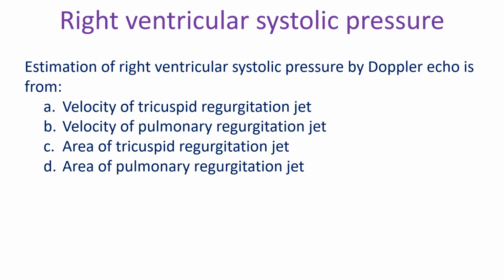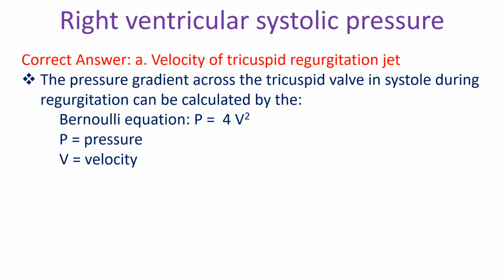Estimation of right ventricular systolic pressure by Doppler echo is from A. Velocity of tricuspid regurgitation jet, B. Velocity of pulmonary regurgitation jet, C. Area of tricuspid regurgitation jet, D. Area of pulmonary regurgitation jet. Correct answer A. Velocity of tricuspid regurgitation jet.